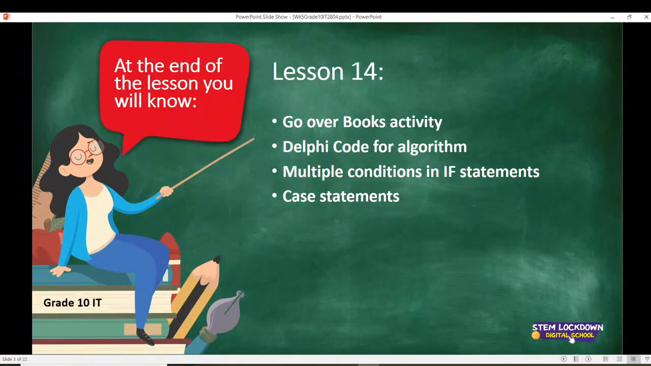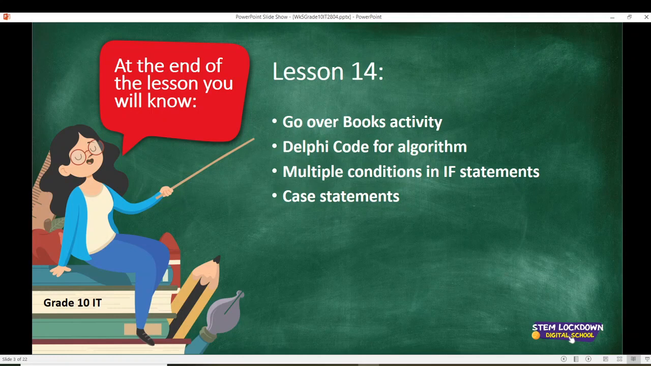So this is lesson 14 and in today's lesson we're going to go over the books activity, which is an activity that I gave you in the previous lesson to complete. So I'm going to go over what you should have done for that activity. I'm going to show you the Delphi code for the algorithm that I showed you in the previous lesson, just to show you how you could take an algorithm written by somebody and turn it into a Delphi program.